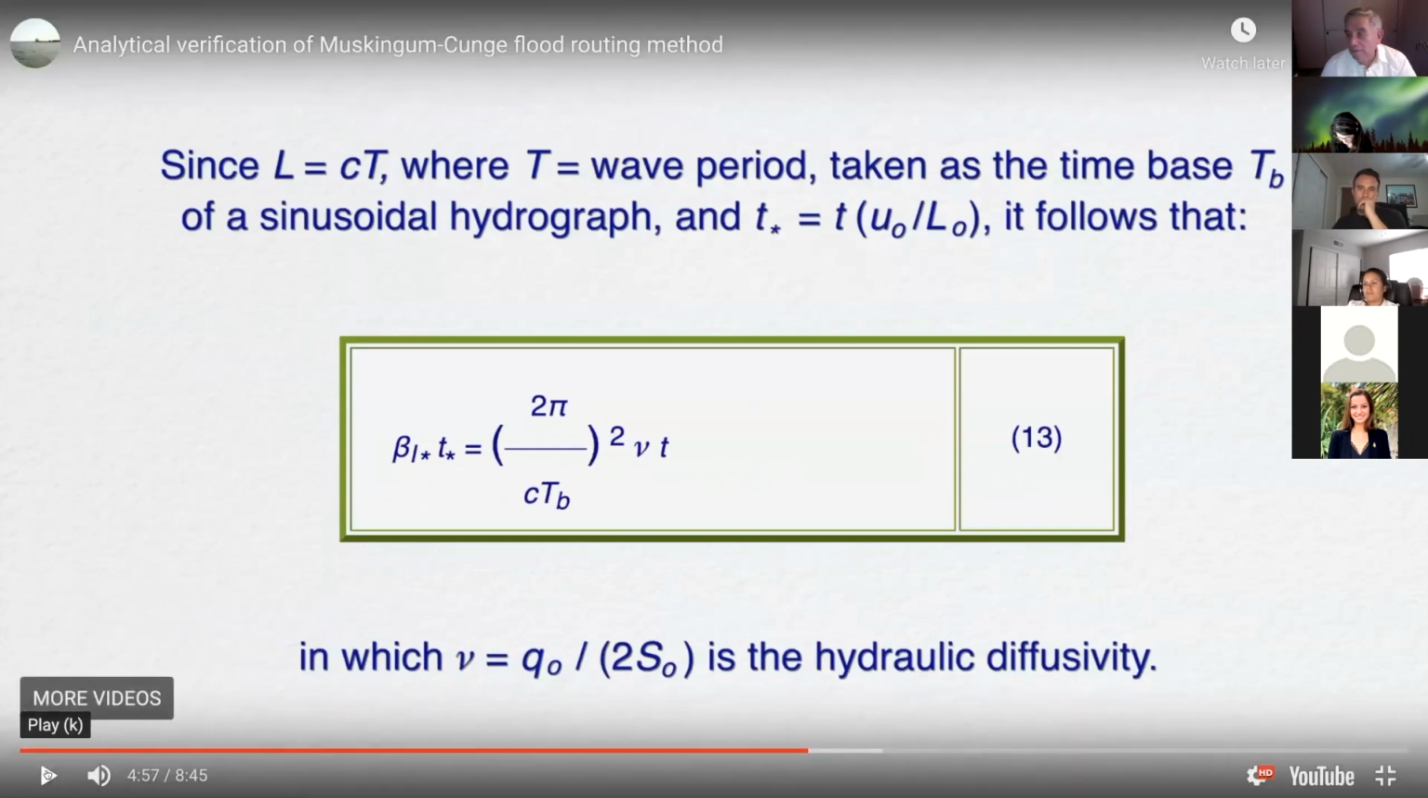This is the formula I've asked you to verify its correctness on your own. Because that's the formula how we calculated the attenuation. The BI times T. There's a T in here. Diffusivity known, time base known, celerity known, totally known.